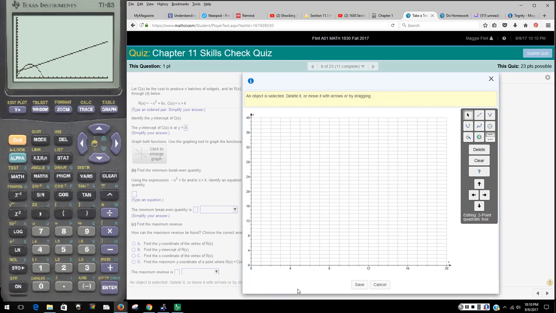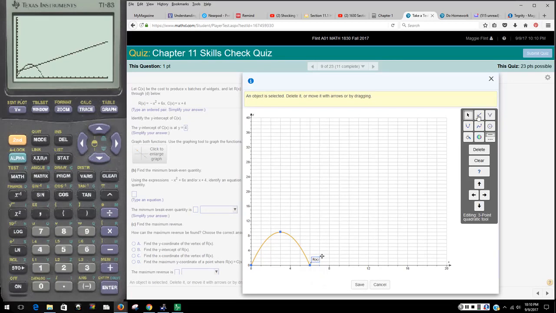So that should be our cost function. And so, I'm sorry, that's our revenue function. So it wants us to indicate which it is. That's the revenue function because it's the parabola.